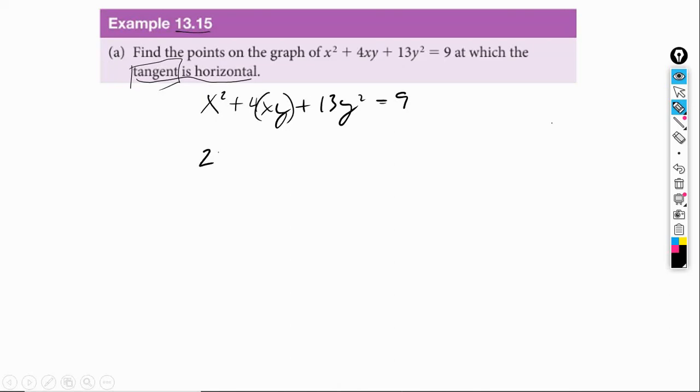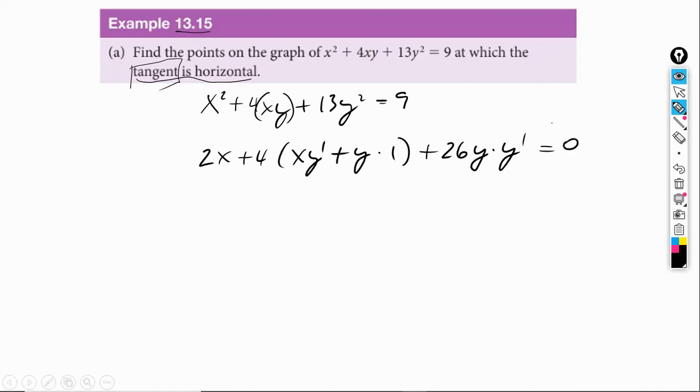So we're going to get 2x plus 4 times, it would be the first factor times the derivative of the second factor plus the second factor times the derivative of the first factor. And this plus 26y times derivative of the inside, right? So times y prime. And this equals 0 because 9 is a constant. Okay, so at this point we can simplify by dividing everything by 2. So this will be now 2 and this will be 13. So now I'm going to do distributive property just to see what I get.